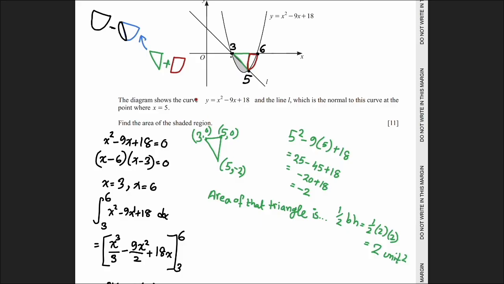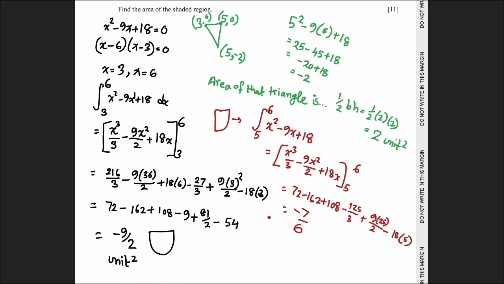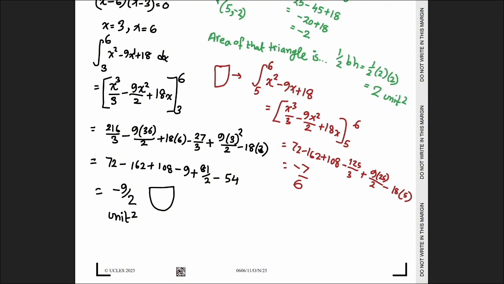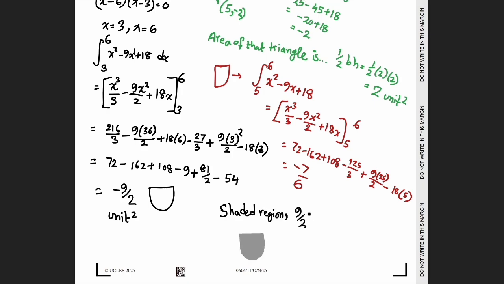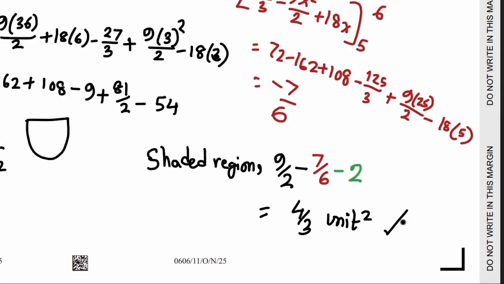Now let's find the area of the red region. What we are going to do is find the integral from 5 to 6 of this part of the quadratic equation. Okay, we got it. Now, how do we find the area of the shaded region? The shaded region is going to be the 9 over 2. Then we subtract 7 over 6 and 2 units squared. So our answer is going to be 4 over 3 units squared. That is our answer.